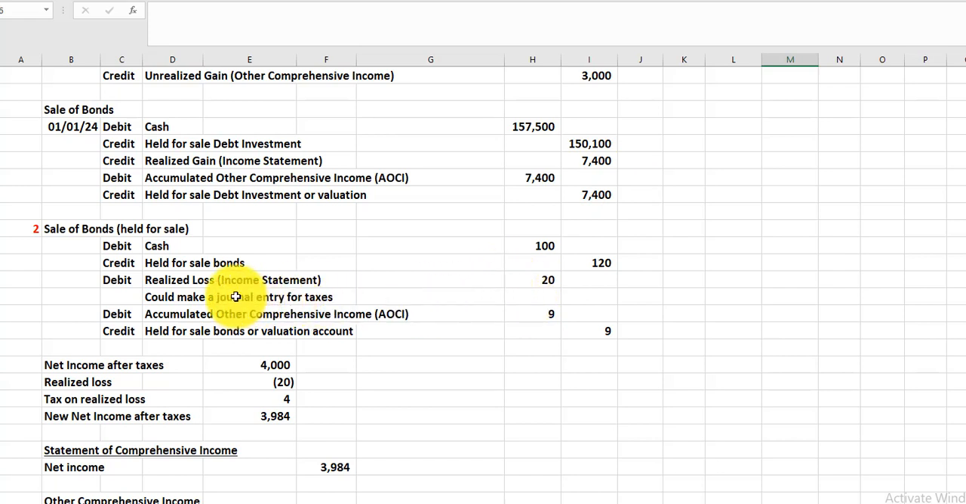Now, we could make a journal entry for taxes right then, or we can adjust for it later. It's up to you, okay? But the taxes on that would be 20%. You save taxes because of that loss. All right. So most companies would probably wait to adjust that until we use it on the financial statements. We'll learn more about those journal entries to adjust for taxes in a later week.